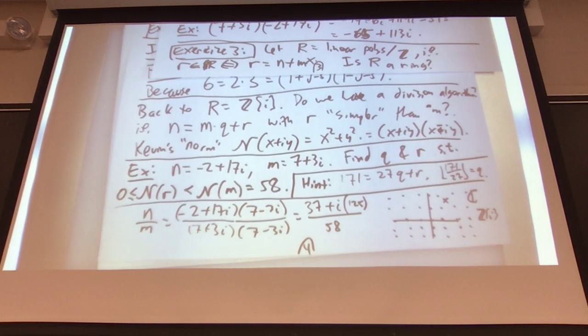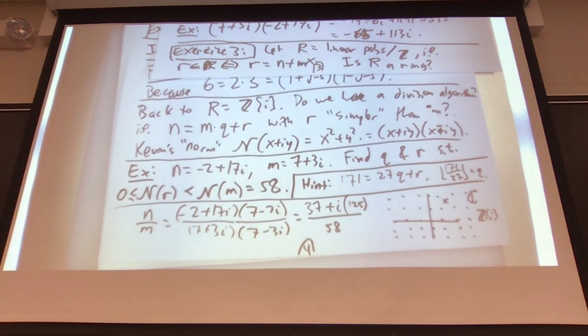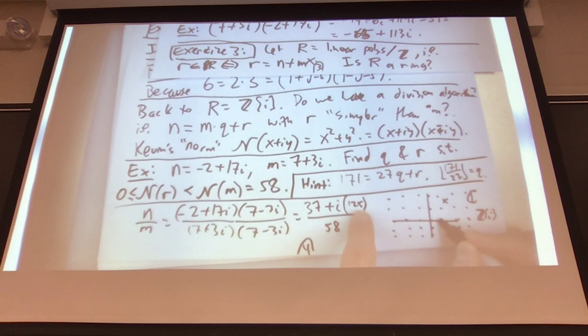So what is a nearby integer to this? We have 37 58ths, that's here. And 125 58ths, that's about 2. 58 times 2 is less than 60 times 2, which would be 120. So we're here-ish. And so what's a nearby integer? Maybe 2i?